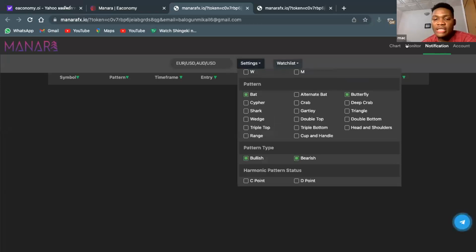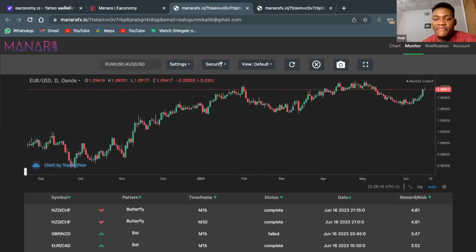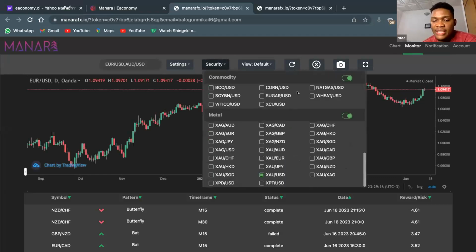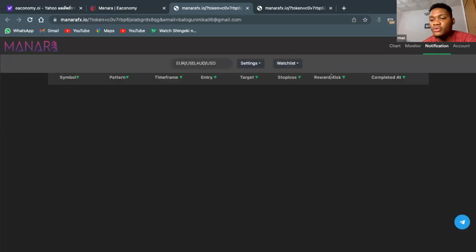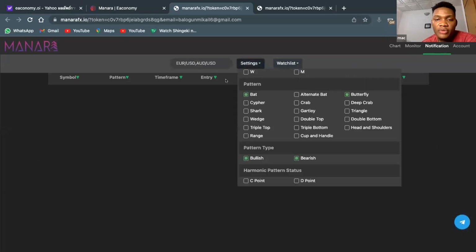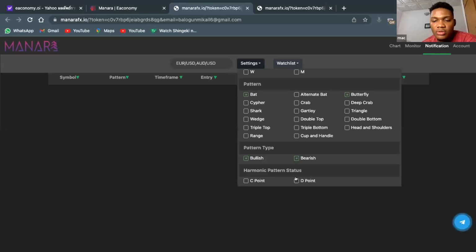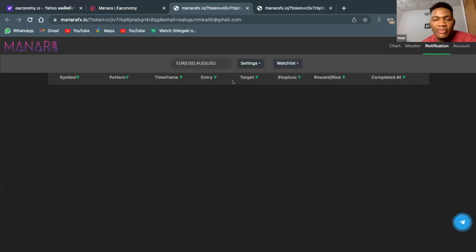Because when I was on monitor, I also chose gold as part of the currency pairs that I want. But notification is the main place. If you don't put it on your watch list, it might not show up here. I don't know why this is not bringing out all the currencies now. Or is it because I didn't choose point D to point C? But that's harmonics, so why is it not showing me stuff?